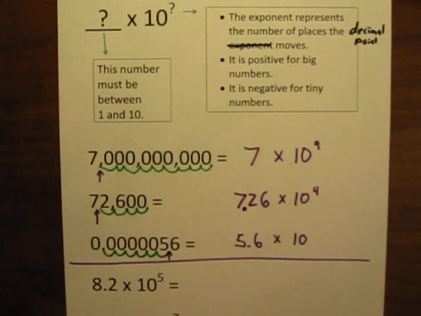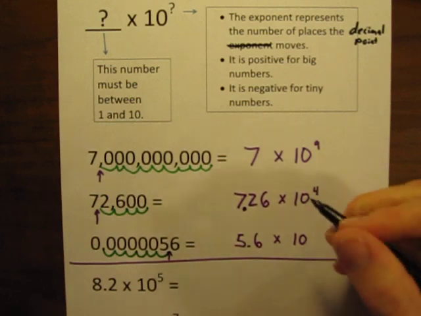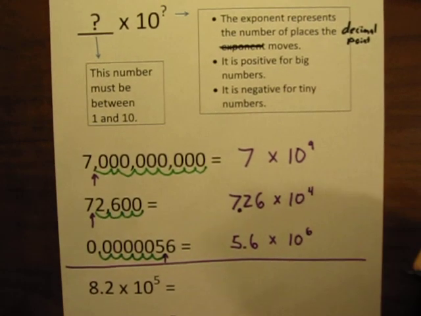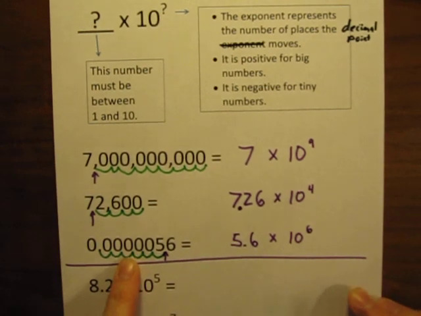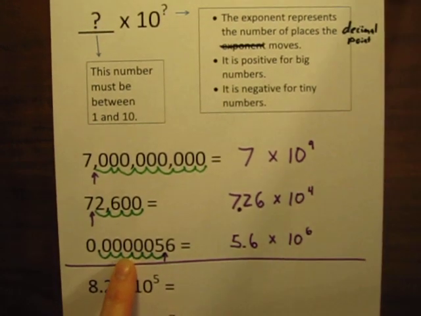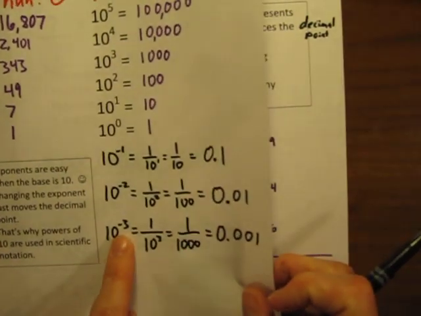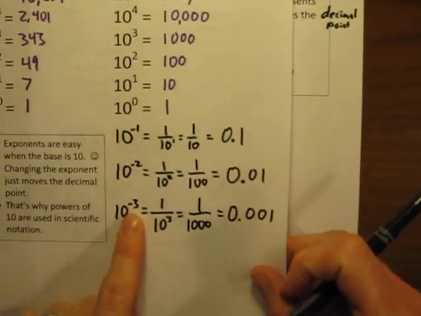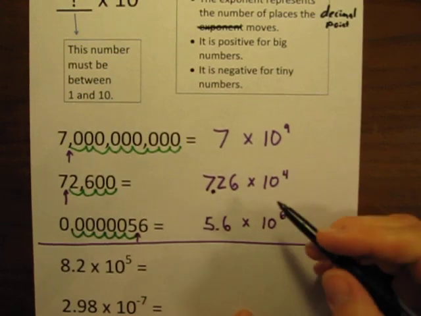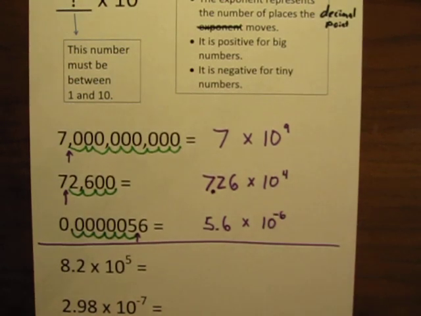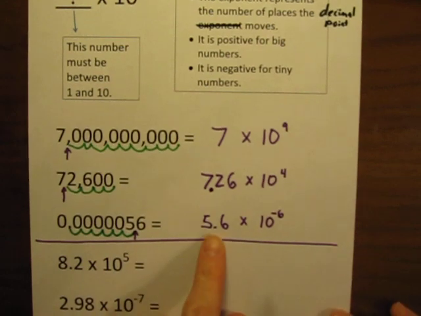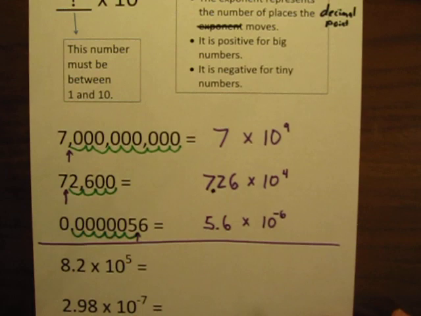So this is 5.6 times 10 to the 6th power, but don't forget, since this is a tiny number, and tiny numbers are represented with negative exponents, this isn't going to be to the positive 6th power, this is going to be a negative 6 as the exponent. So this is 5.6 times 10 to the negative 6th power.